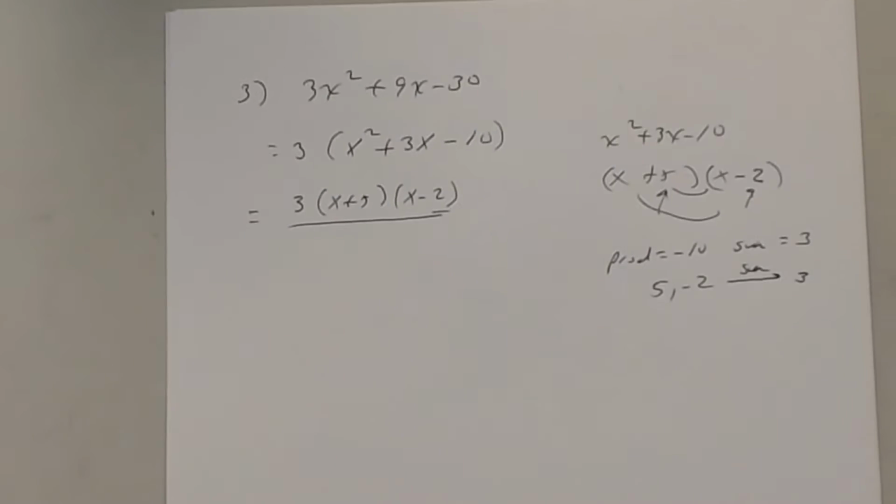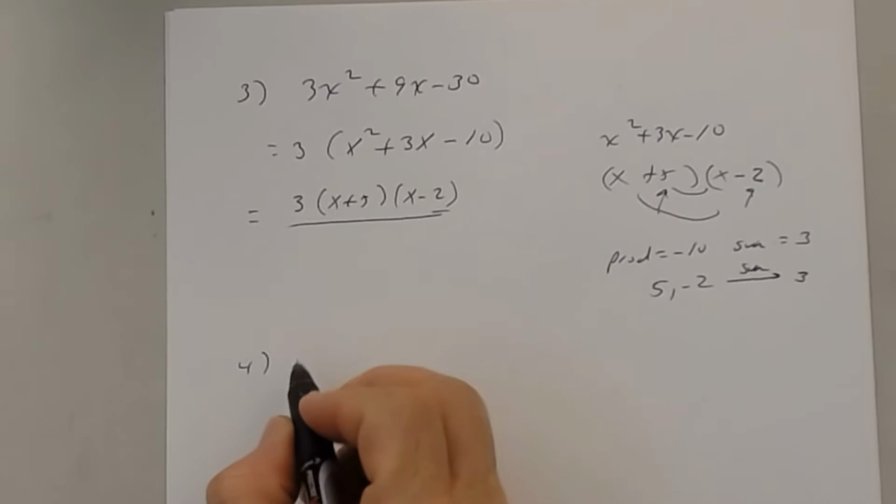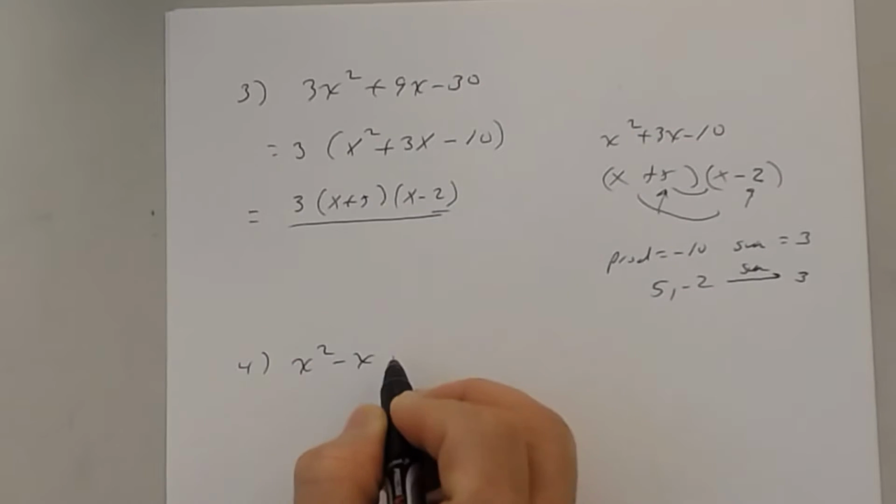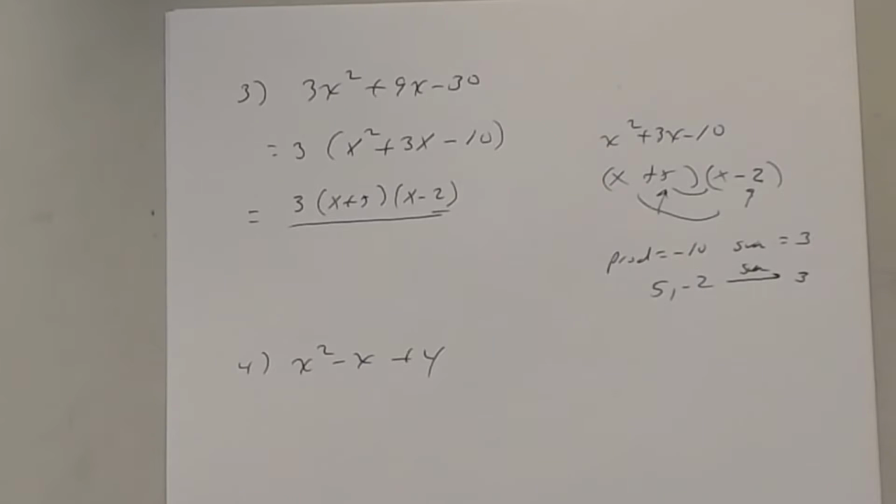All right, number 4. You have x squared minus x plus 4. X squared minus x plus 4.